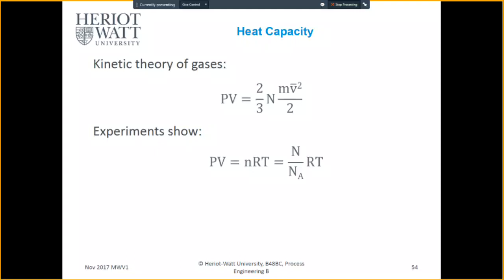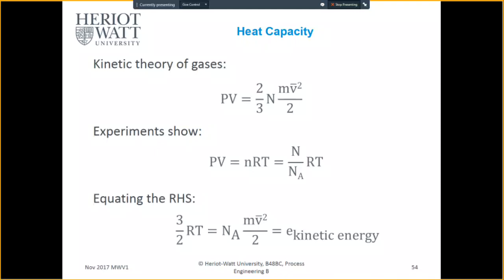And also PV equals nRT, which equals N over NA RT. NA is your Avogadro's constant, so n is effectively the number of moles. So you can calculate the velocity of the particles for that number of moles. And hence you have 3 over 2 RT equals Avogadro's constant multiplied by mv squared over 2, which is your kinetic energy for that mole of substance. It only applies to monoatomic gases, and we'll go over diatomic gases as well.